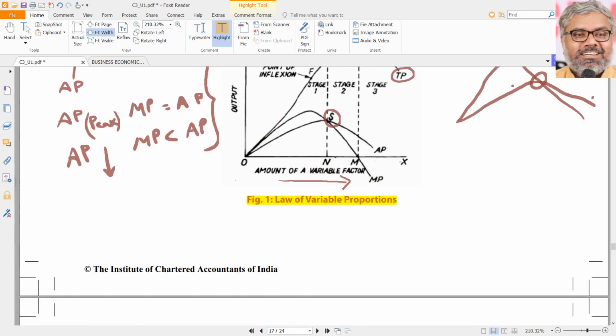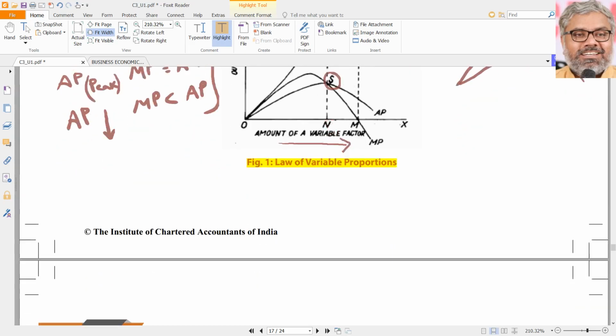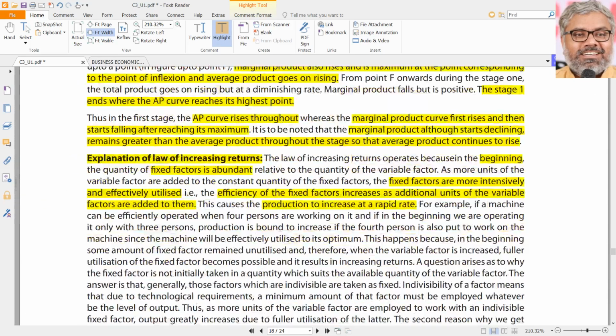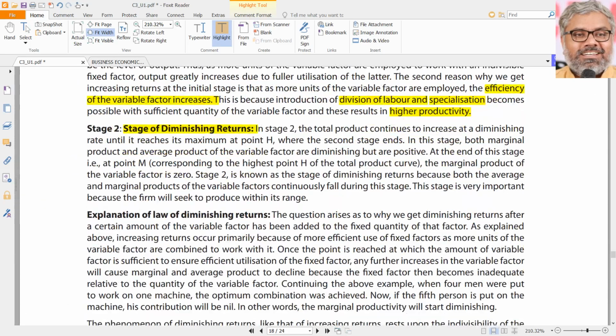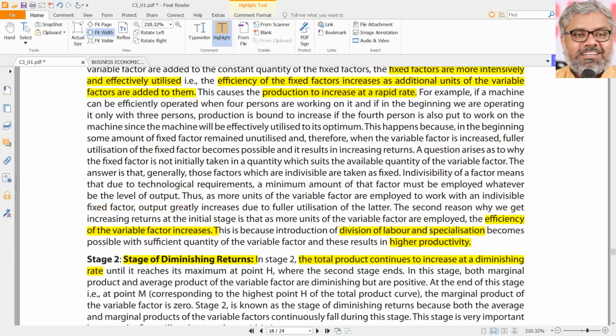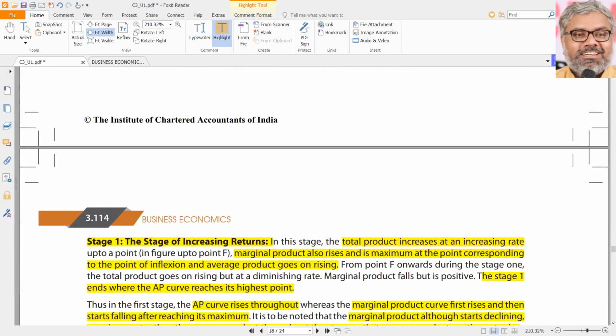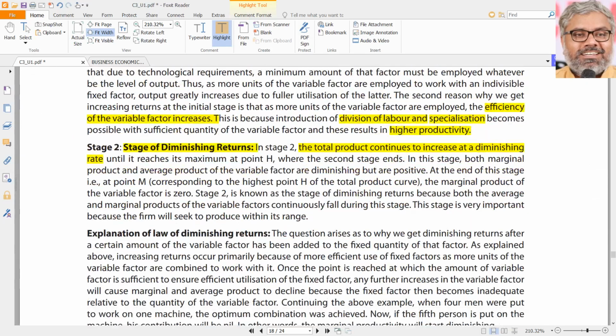And where will it end? It will end where the total product has reached its peak. Till the total product reaches its peak, the total product still keeps on increasing, but at a diminishing rate. Earlier, in stage 1, the total product was increasing at an increasing rate. Now the total product is continuing to increase at a diminishing rate till it reaches the maximum point at H. And once H is reached, that is the end of stage 2.